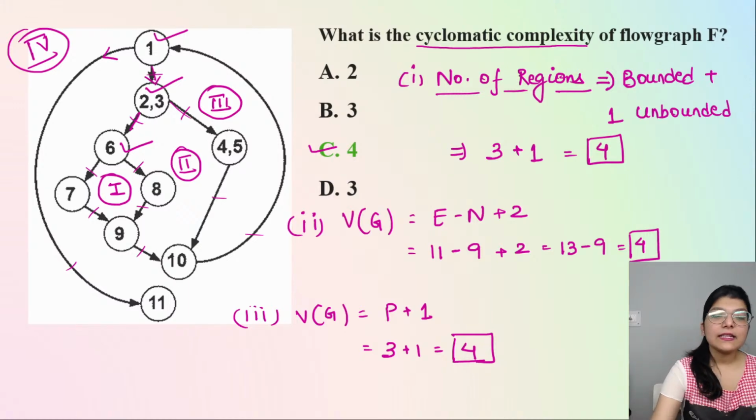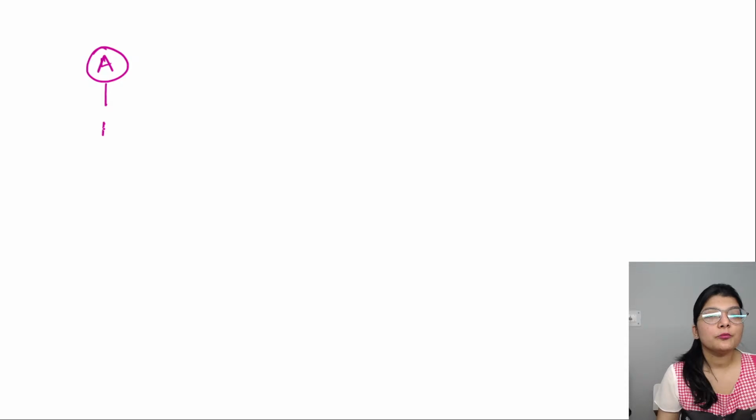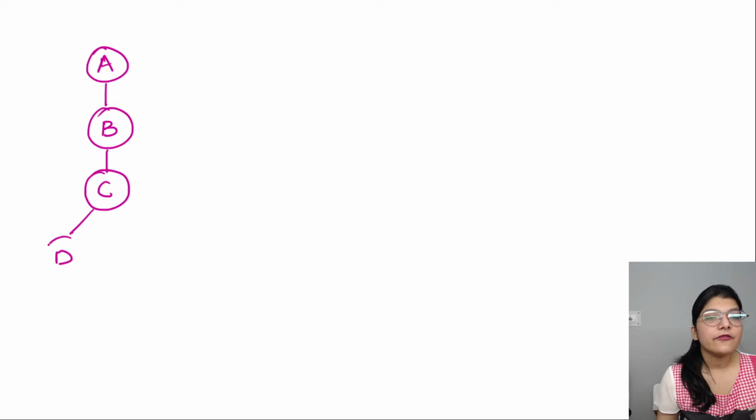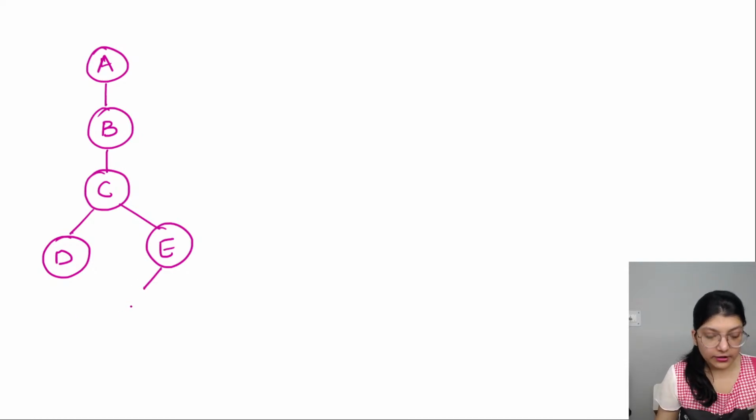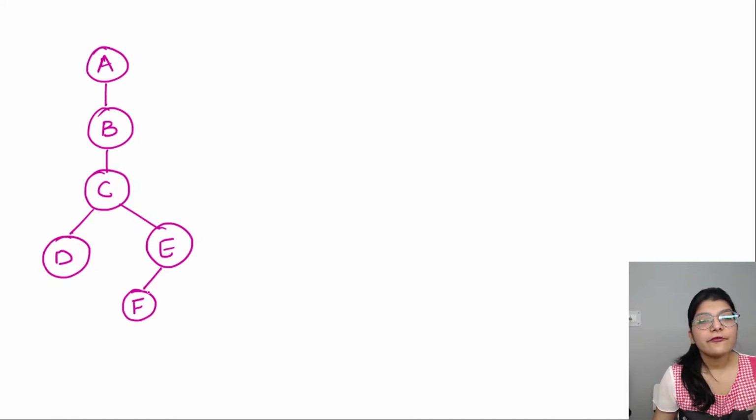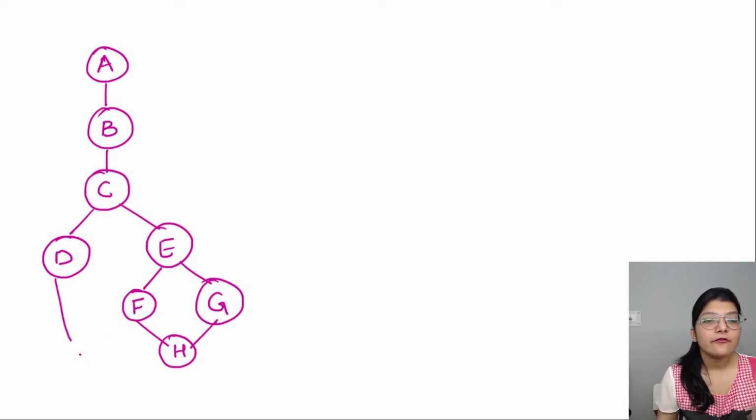Ma'am, predicate concept. Basically, whenever you have a question like this, if you have a cyclomatic graph, A to B, then B to C, and C is having 2 paths. From C, either I can go to D or I can go to E. Then from E also I have 2 paths, either G or F, and then they combine to H. From D I go to I, and from H I am coming to I. Okay, this is basically my graph, suppose.